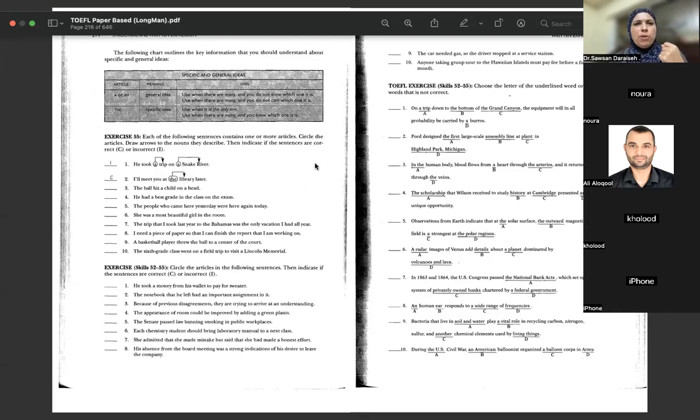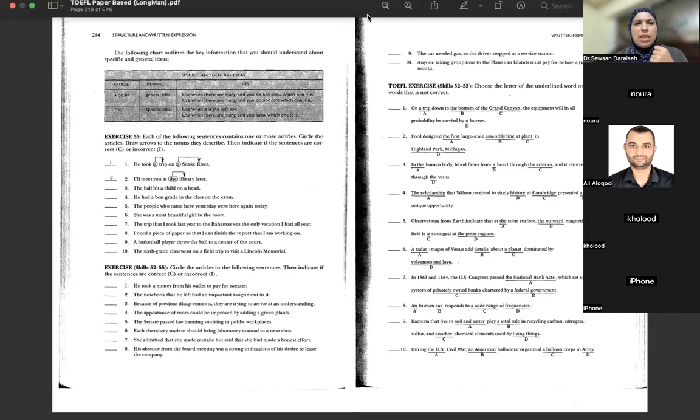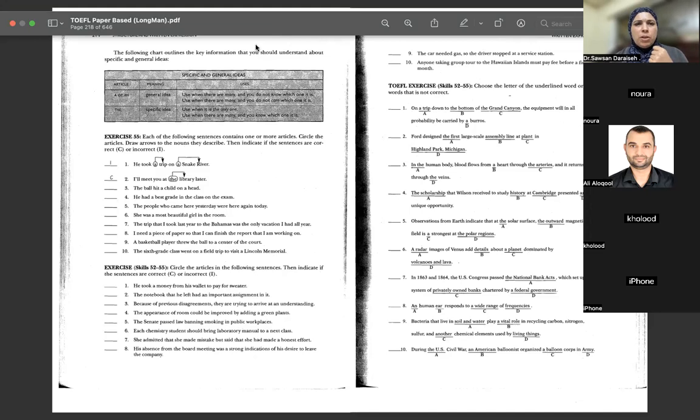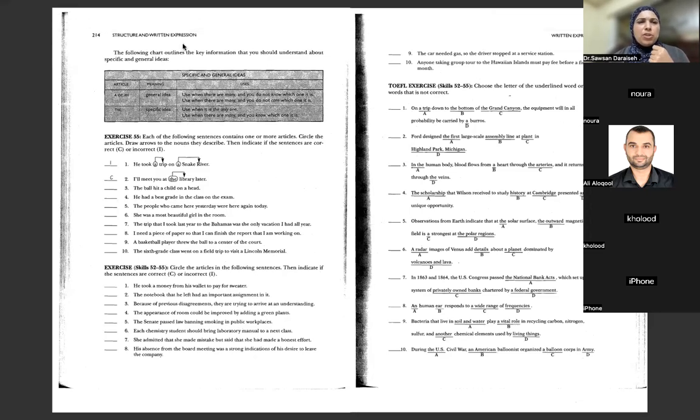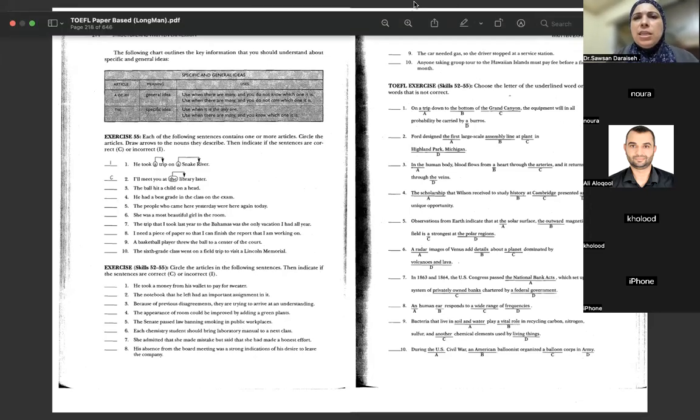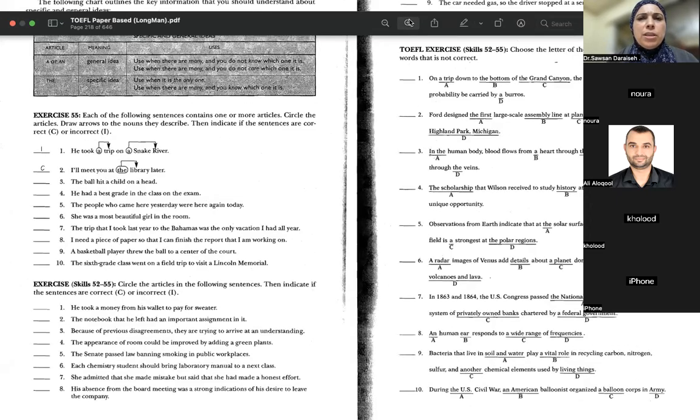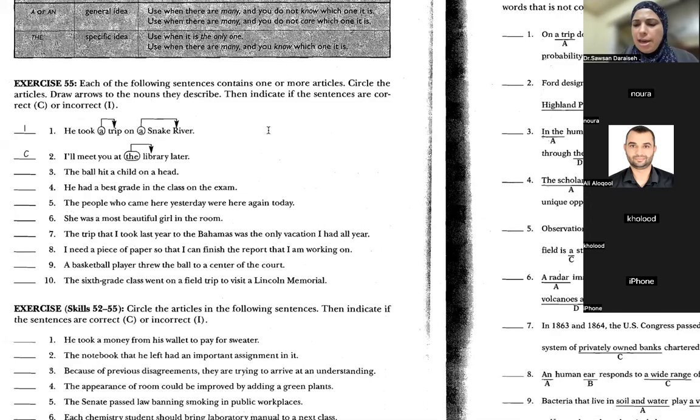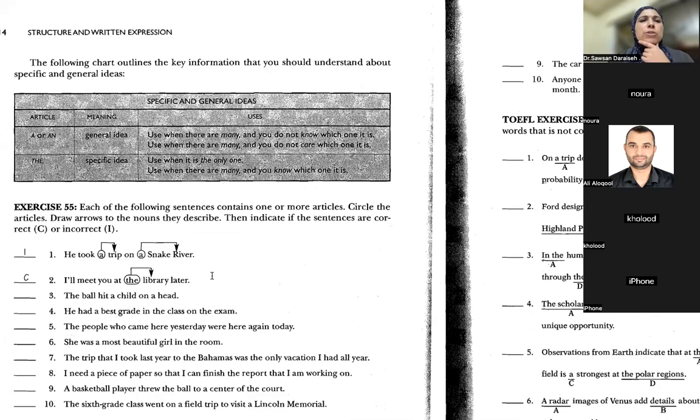All right. Before that, let's take a look at the table as usual. What does the table say? It says the following chart outlines the key information that you should understand about specific and general ideas. Let's take a look. So, A or AN. How do we use A or AN for the general idea?